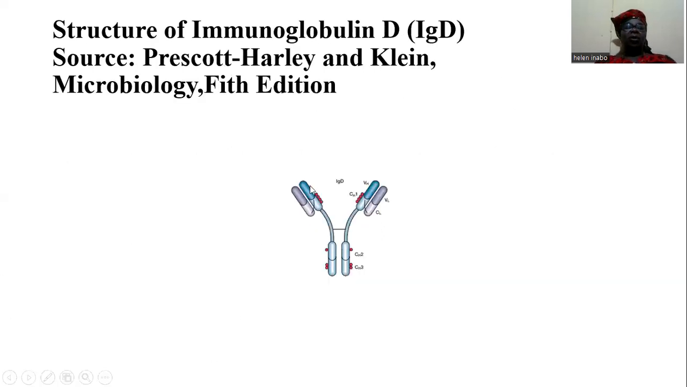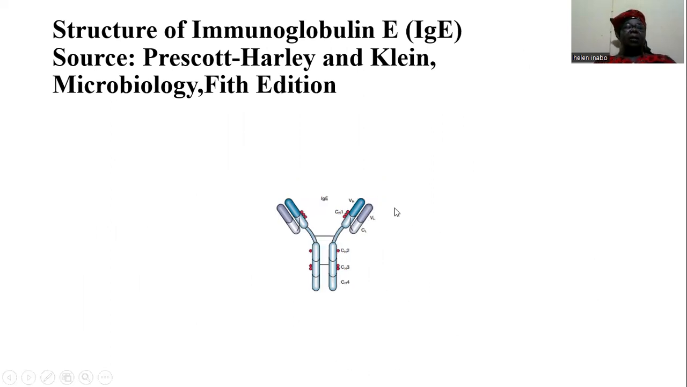Here is the structure of IgD, having the basic 4 polypeptide chains.